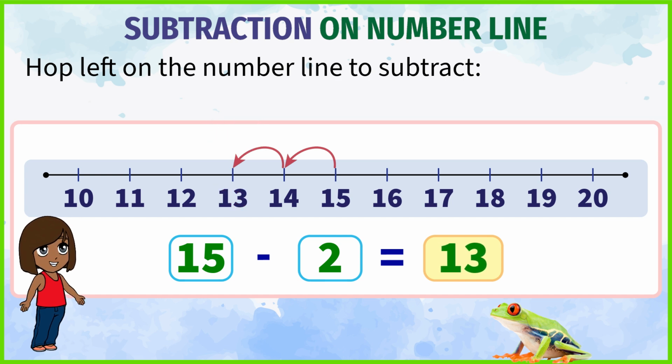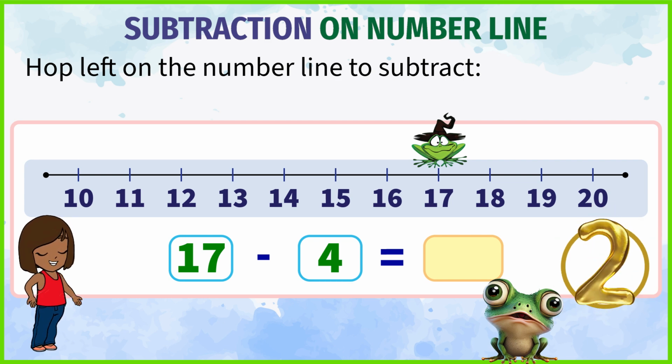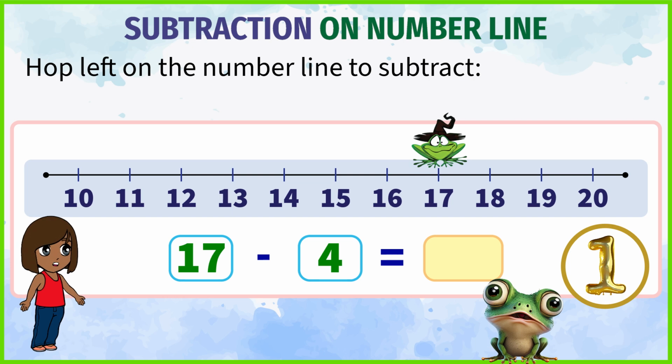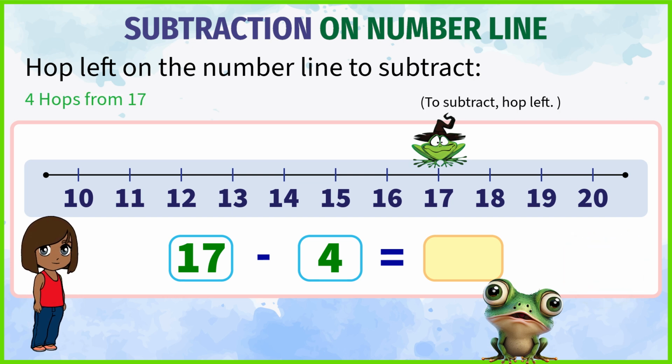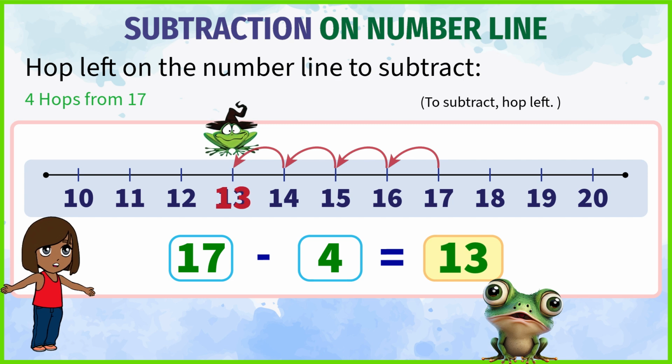Let us take another question. Work out 17 minus 4 on the number line. You can pause the video to find the answer before going ahead. To find 17 minus 4, hop left 4 times starting at 17. We get 13. 17 minus 4 is 13.